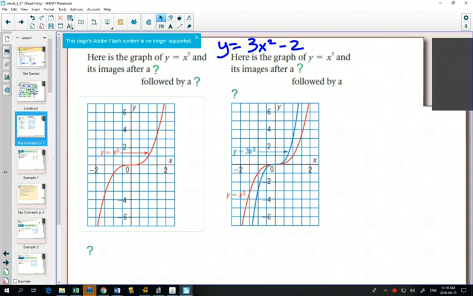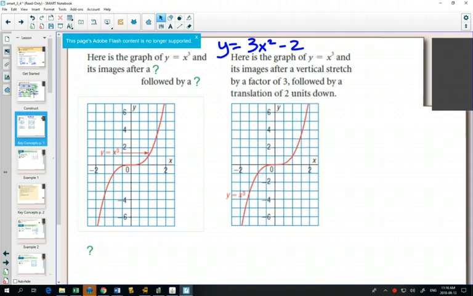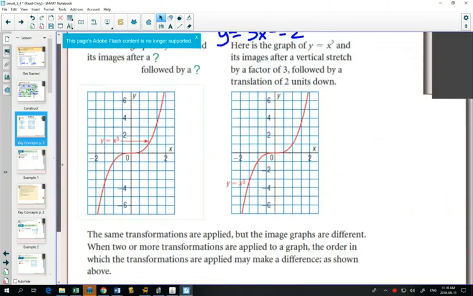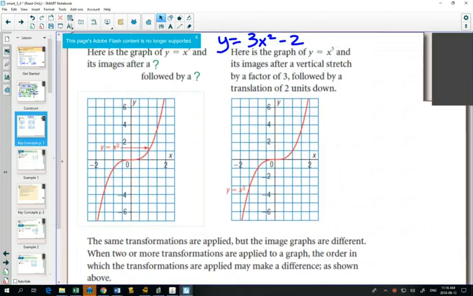If you did that, there's your stretch by 3. That becomes the blue graph, and then they move that blue graph down 2, and it just disappeared. But on yours it shows up, right? I don't know why it disappeared. I'm so sad. Okay? But I'll just draw it in. There it is. That would be the proper graph for that blue graph.